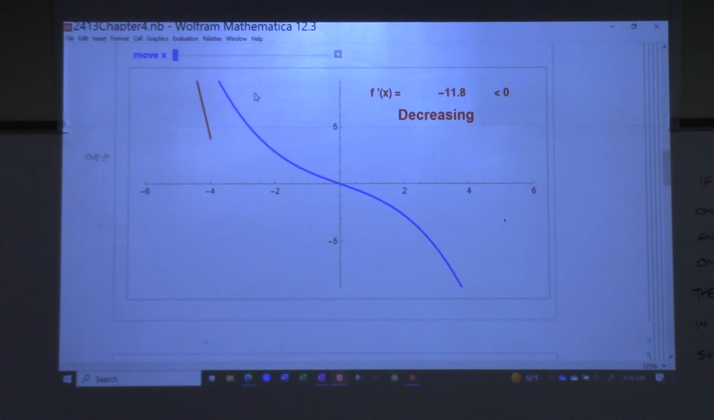On the other hand, this is a decreasing graph. As you go from left to right, the graph goes down. You can see that the derivative there, the slope of the tangent line, is always negative no matter where you are on that graph, right?